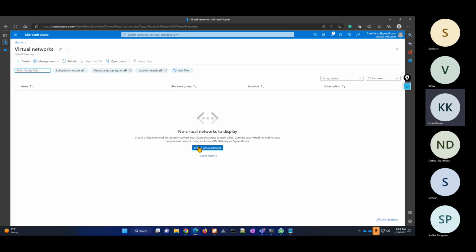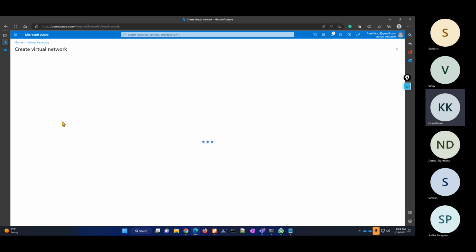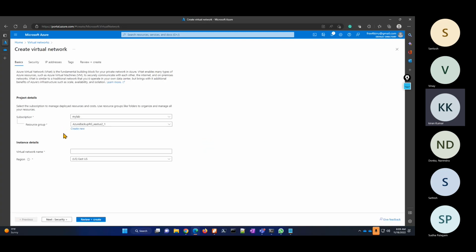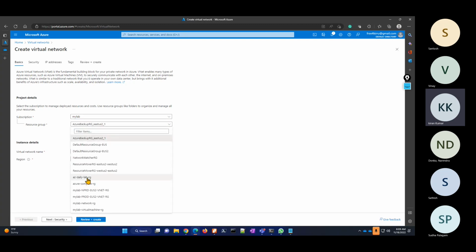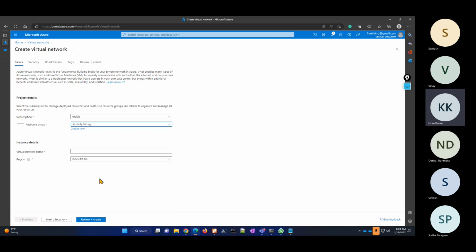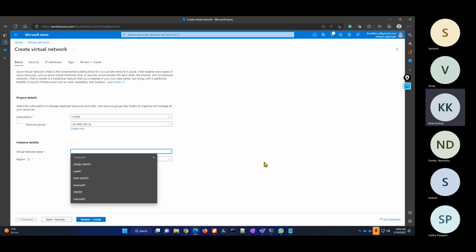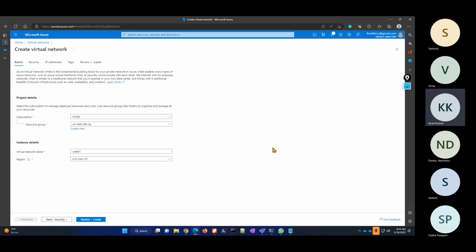Suppose now I'm creating the virtual network. What are the options I'm getting? Subscription we understand, and the resource group we also discussed yesterday. Now I'm going to provide the virtual network name. It depends on our required name, and as per company standards, we provide that name. Right now in the lab, I'm giving a very simple name.